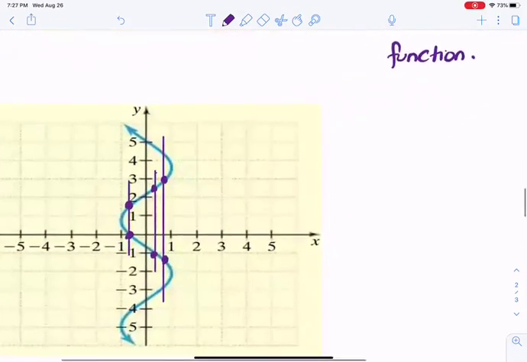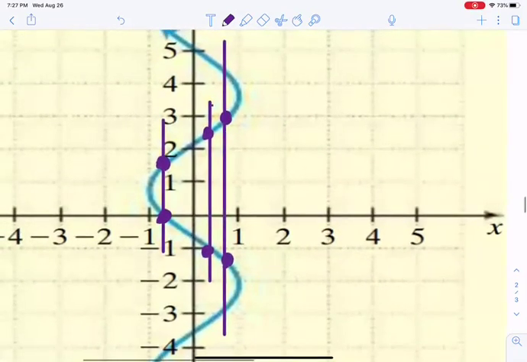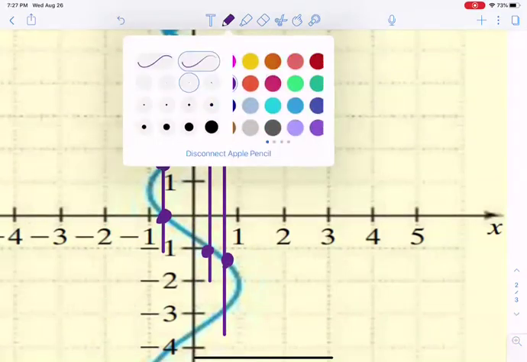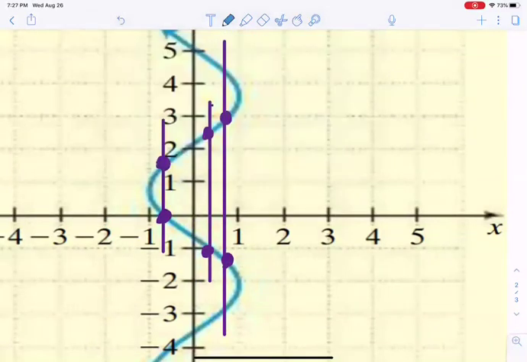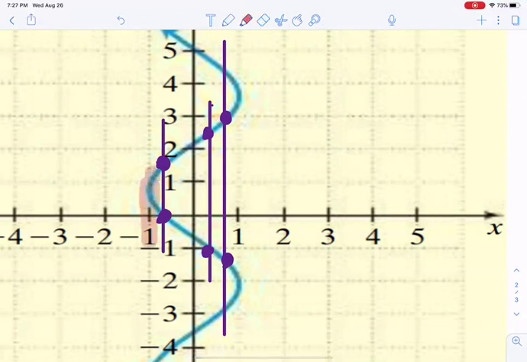So what is the domain here? If you look at the x-axis, the curve is only defined between -1, which is right over here. So -1, that's where the curve ends, and it goes all the way up to +1. So the curve is only defined between -1 and +1.